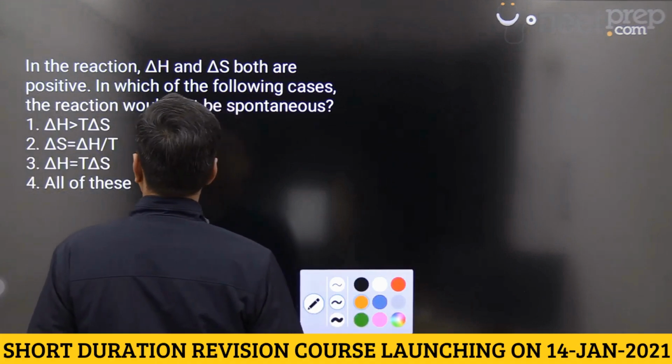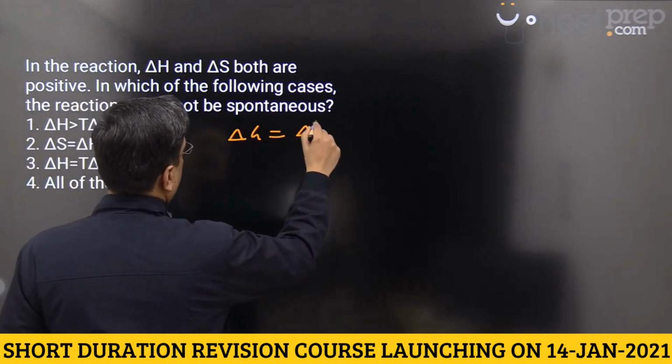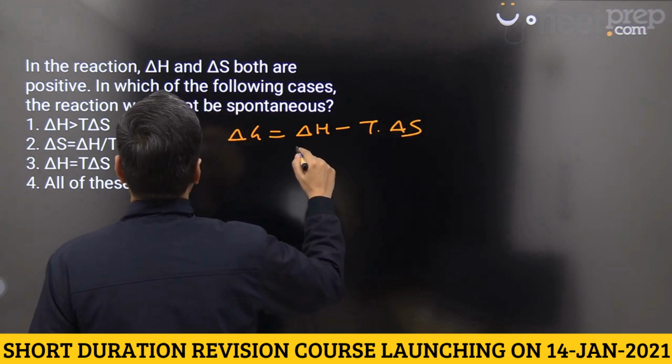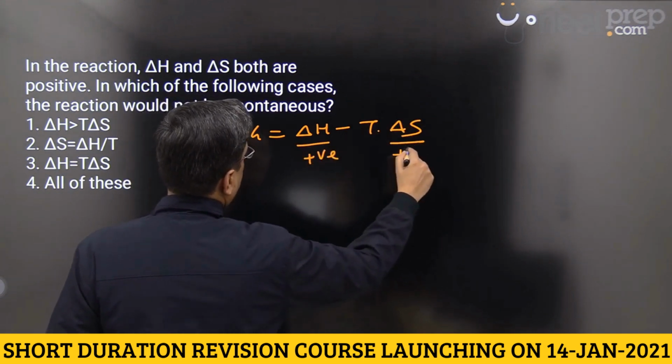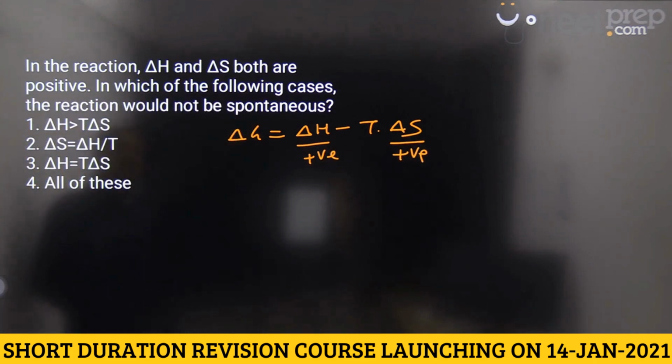This question is based on the case ΔG = ΔH − TΔS. ΔH is positive and ΔS is also positive. In which of the following cases would the reaction not be spontaneous?